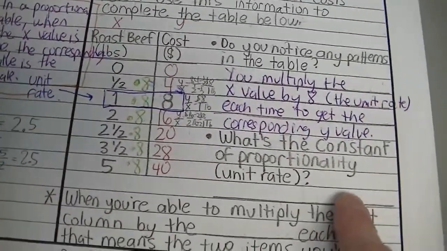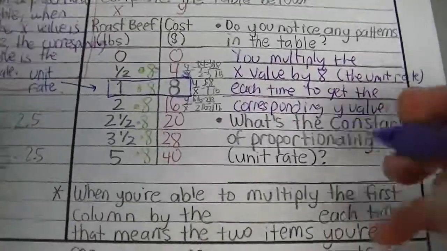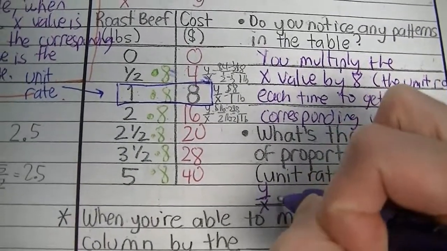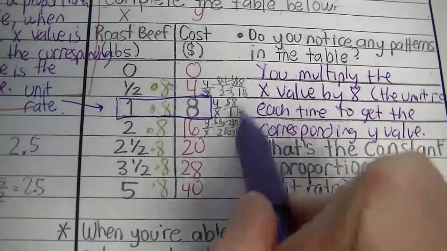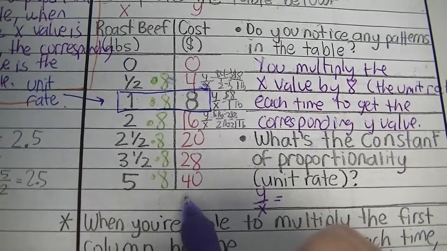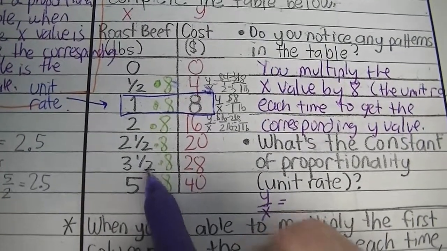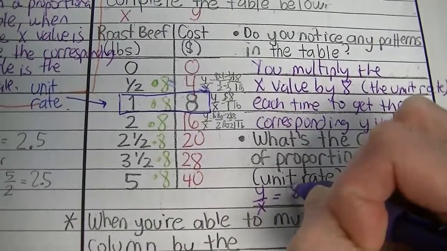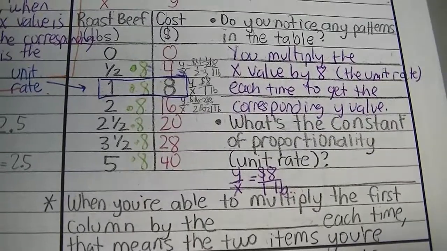All right, what's the constant of proportionality? Remember, constant of proportionality is just a fancy word for unit rate. So, well, what was it? If you forgot, you could just go y divided by x. And since it's a proportional table, I can really take any value I want right here and it'll equal the unit rate. So I can go 40 divided by 5, boom, that's 8. 28 divided by 3.5, boom, that's 8. But I'm just going to use this right here, $8 for 1 pound. That's the unit rate.